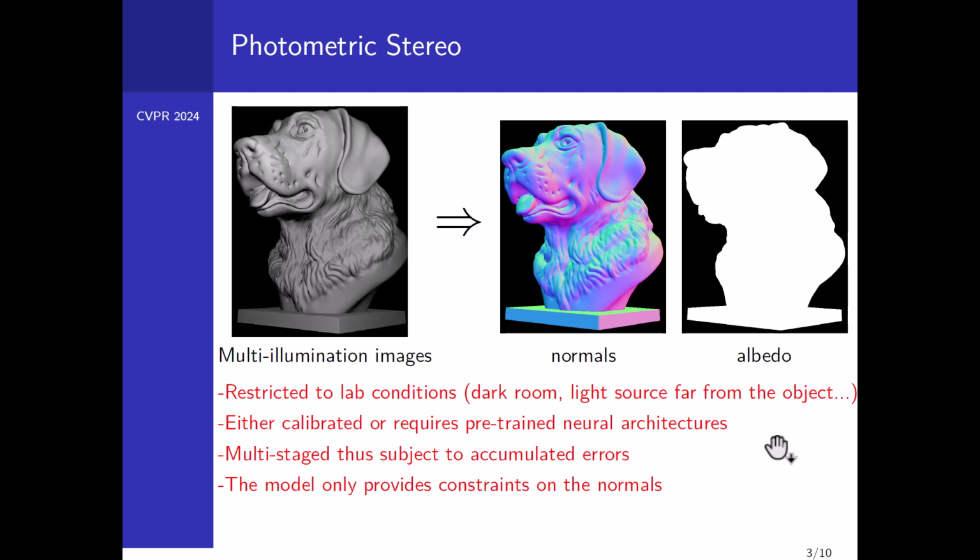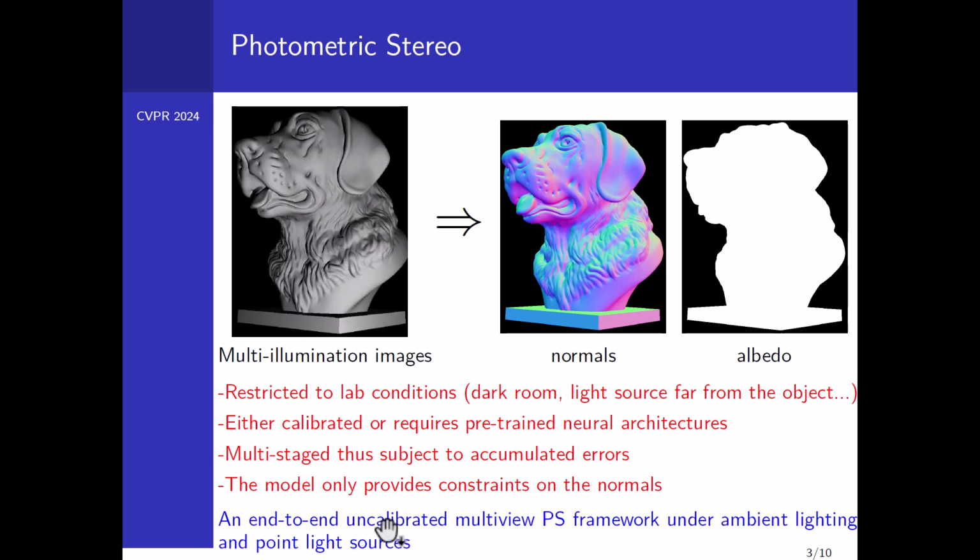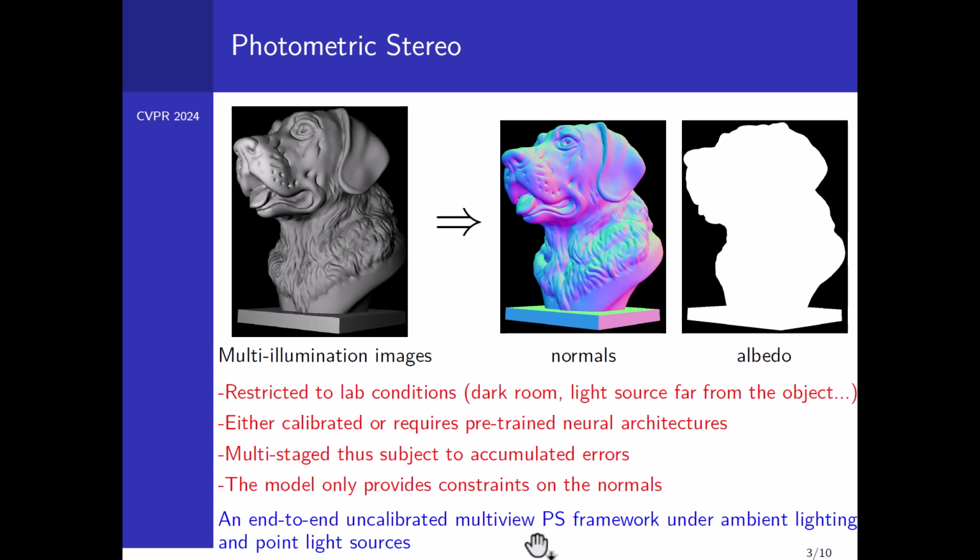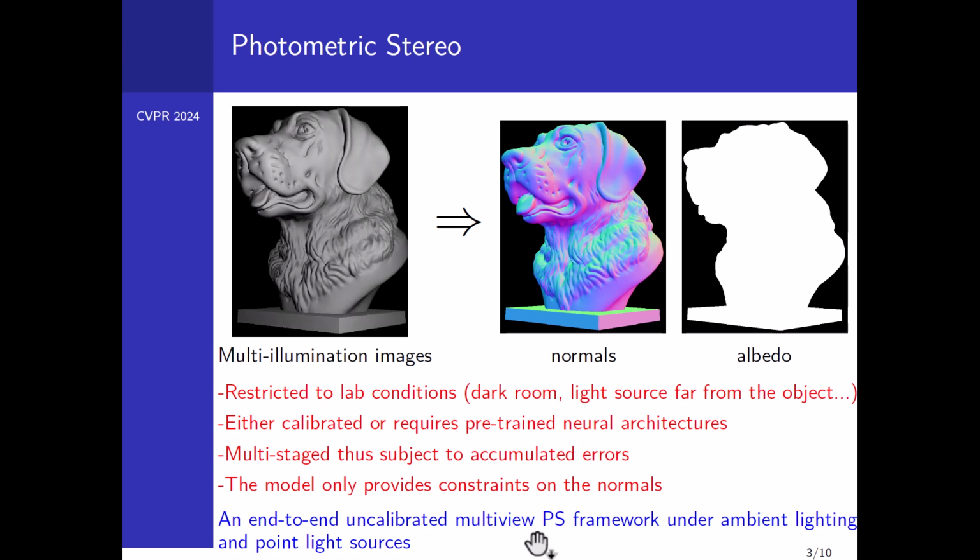So in order to mitigate those limitations, we propose an end-to-end uncalibrated multi-view photometric stereo framework under a combination of point light sources and ambient lighting. So in our case, the light sources can be located anywhere. They don't need to be far away from the object, which provides more flexibility for the data capture.